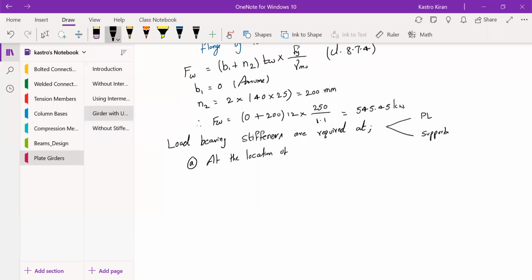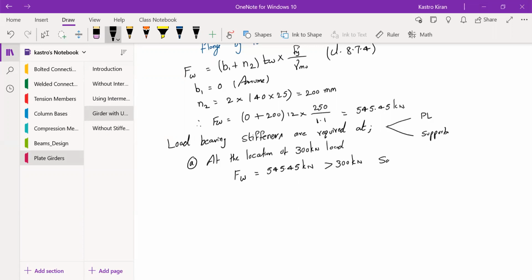At the location of the 300 kilonewtons load, because the point load intensity is 300 kilonewtons. So let's check that one. You know the value of Fw, which is 545.45 kilonewtons. And remember, this Fw value is greater than the point load intensity, which is 300 kilonewtons.